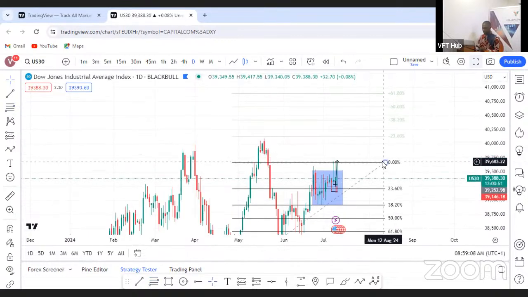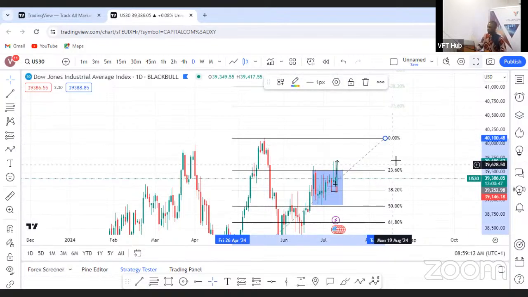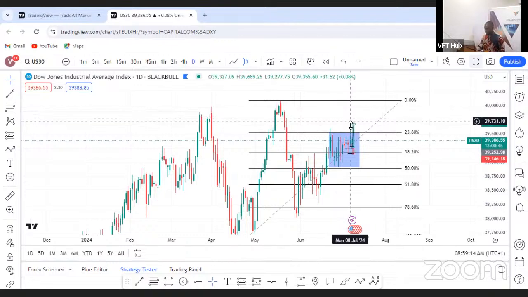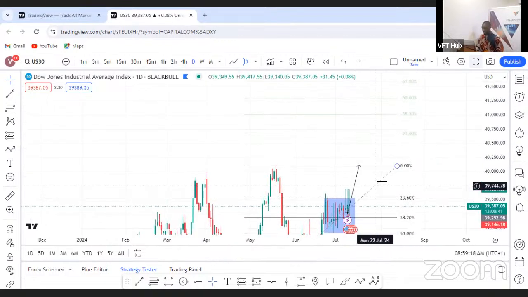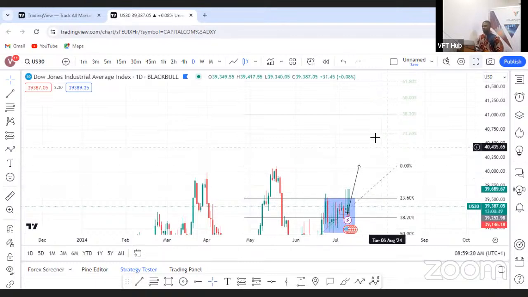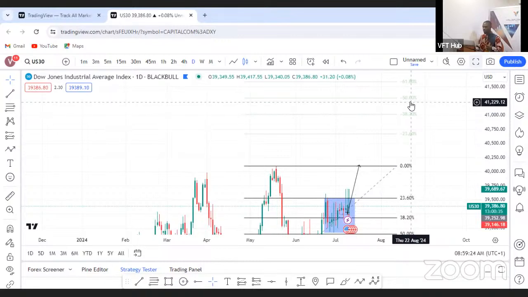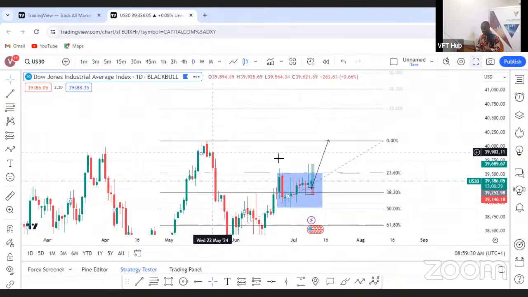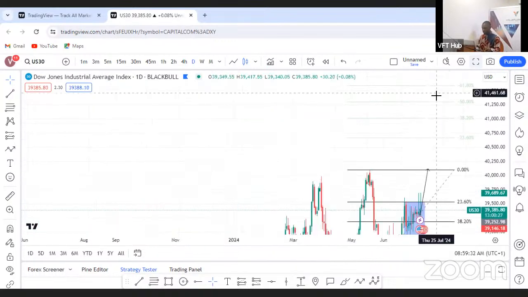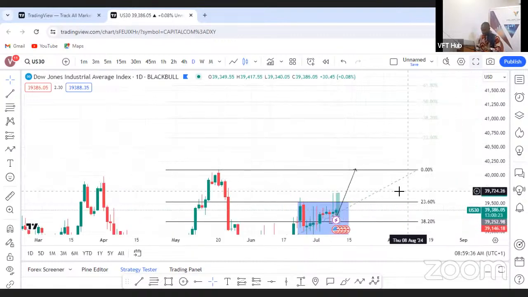The first TP is our 0.00 fib level. That is our first take profit. The second take profit, of course, is the fib extension, minus 23.6, minus 50.0. This other fib level might be one to look at for further price movement. But once price gets to that place, they are in areas of discovery, so we are not really bothered.